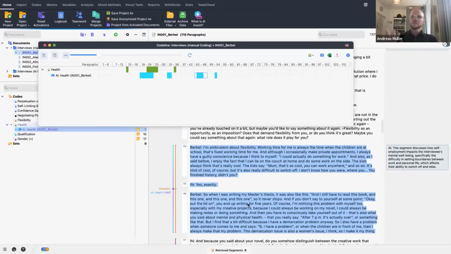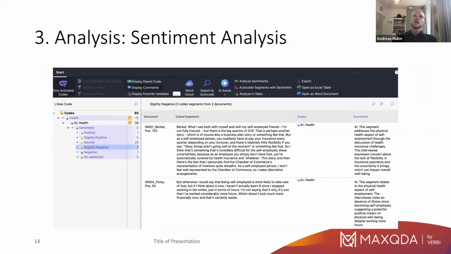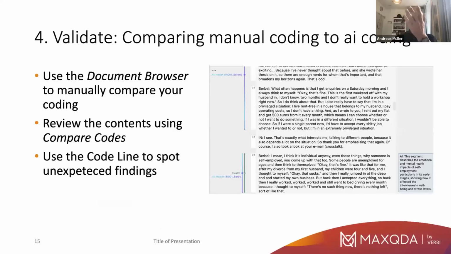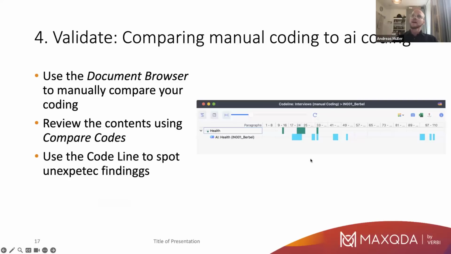So that's what I wanted to show you. There is so much more. I'll just show you a few screenshots to give you some ideas what else you could do. For example, you can use the smart coding feature and sentiment analysis on an AI created code. For example, I have here the code AI health, and then I do a sentiment analysis, splitting things into positive and negative based on that. Just a very quick example. We can also use it for validating things in the document browser. We can use the compare codes feature to compare our manual coding to the AI coding. We can also use the code line as I used here.